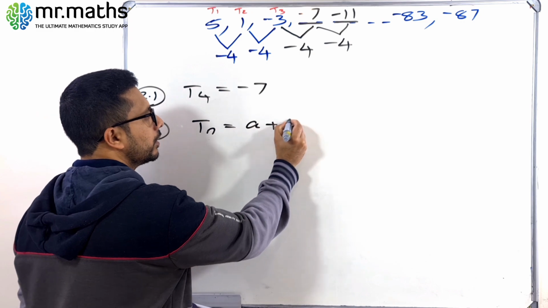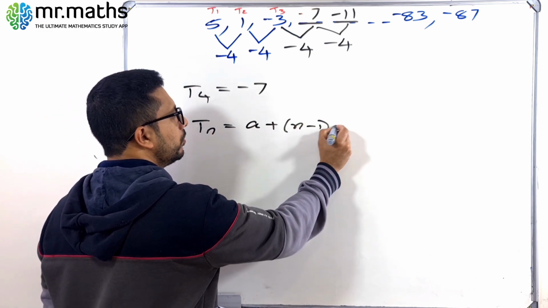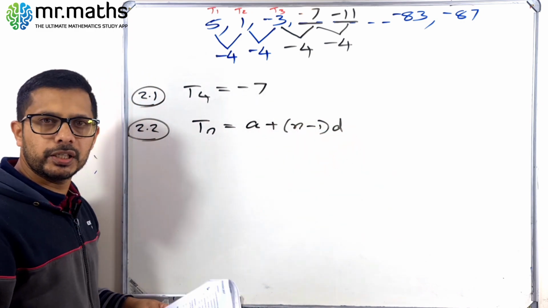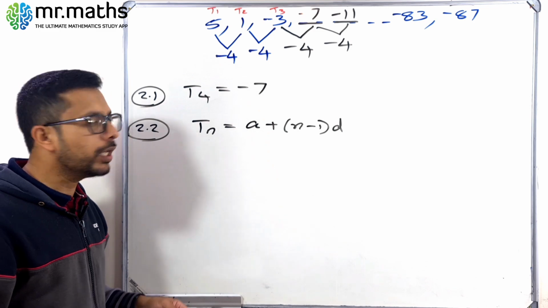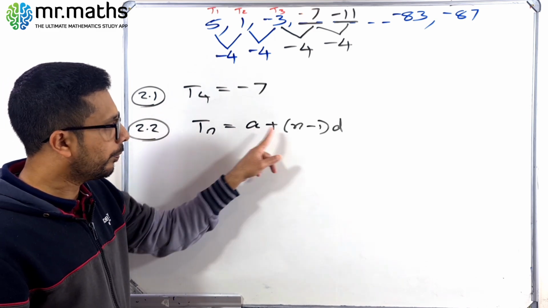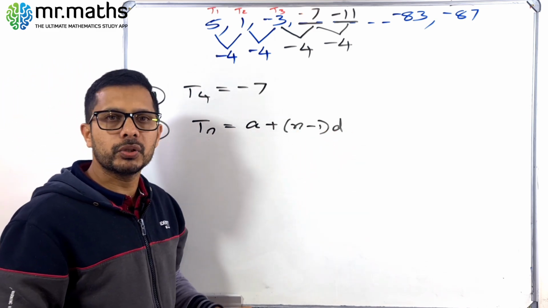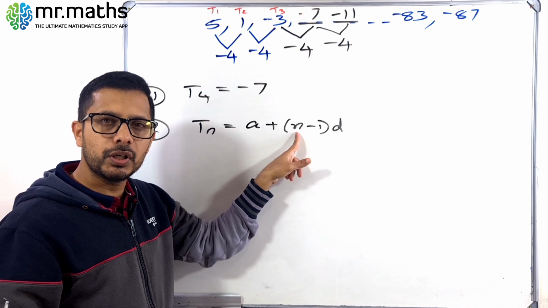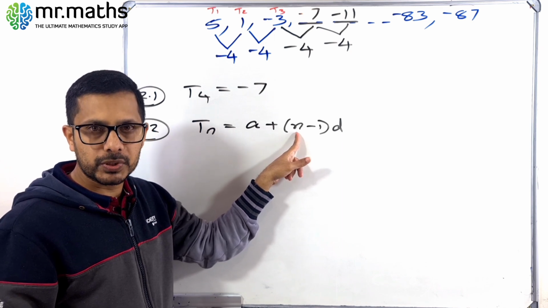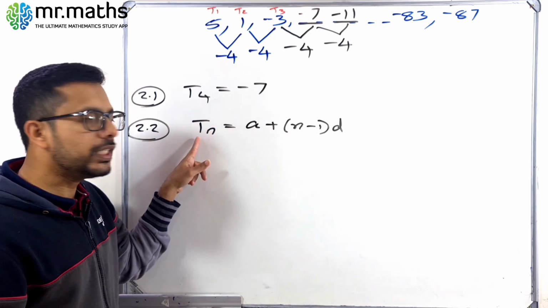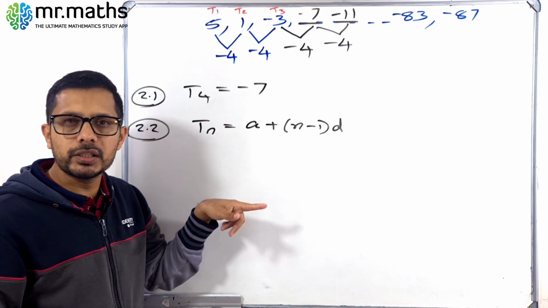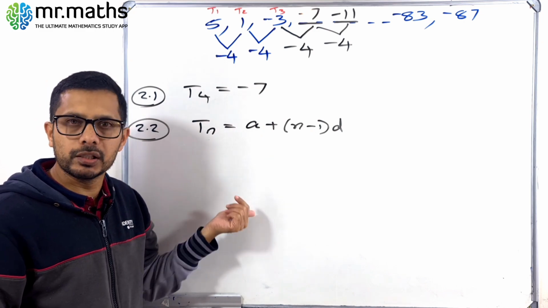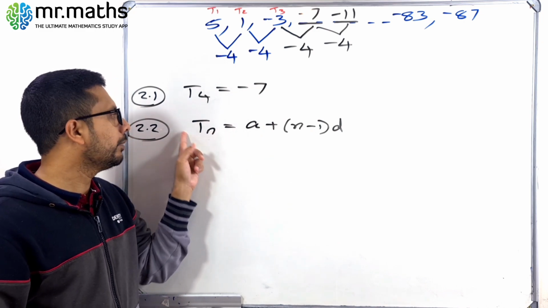A plus n minus 1 into d. This formula you studied in small class. Am I right? Okay, so Tn is equal to a plus n minus 1 into d. So here what does this n stand for? The number of terms. And what does Tn stand for? The nth term or last term or general term. All are the same thing, Tn.